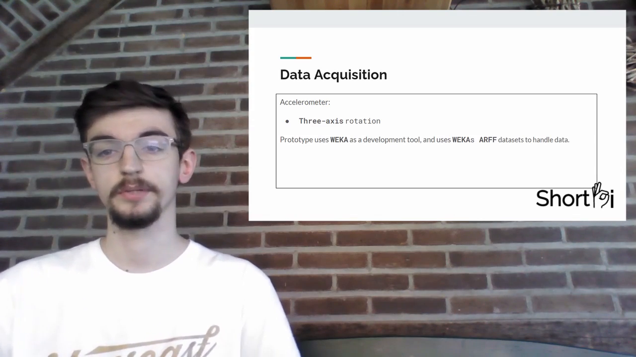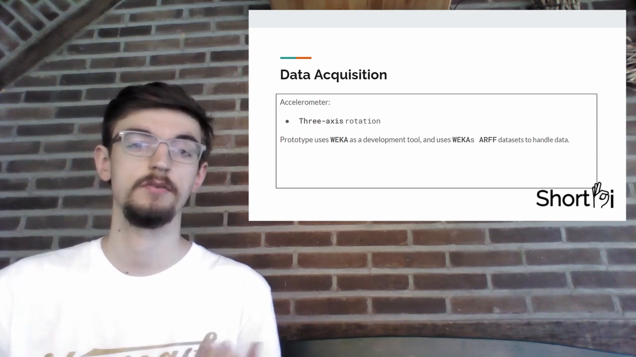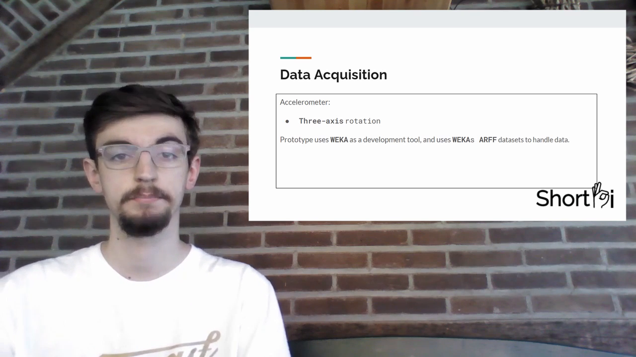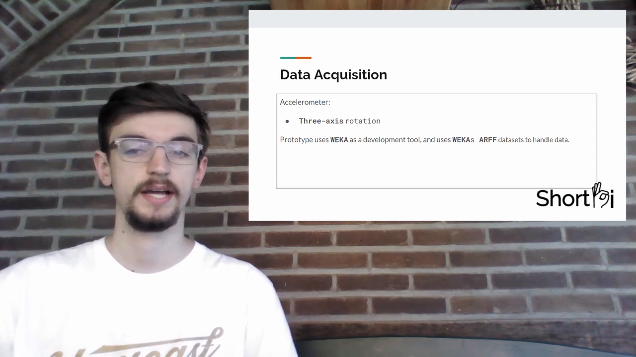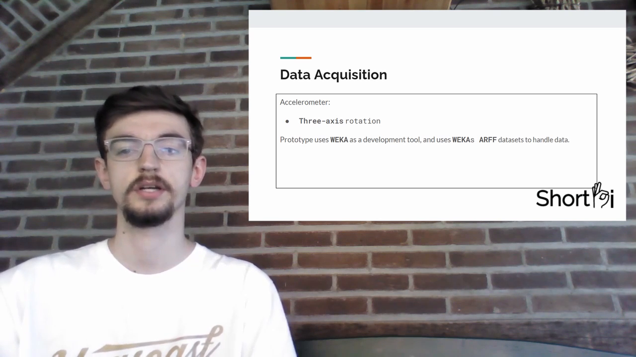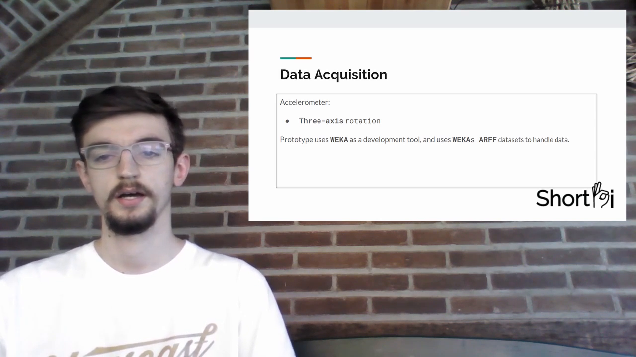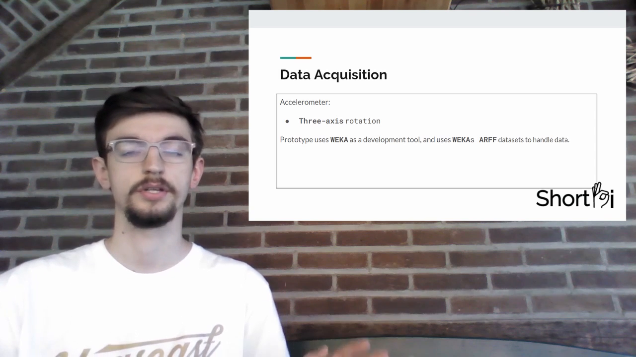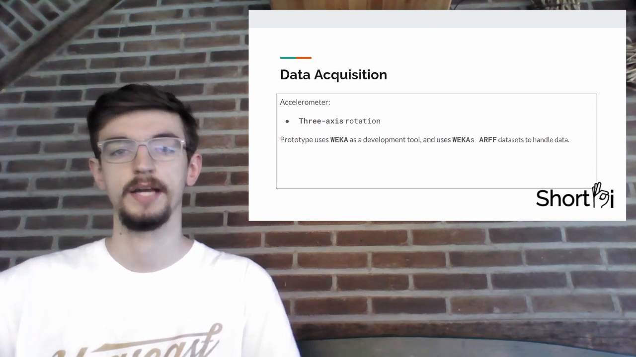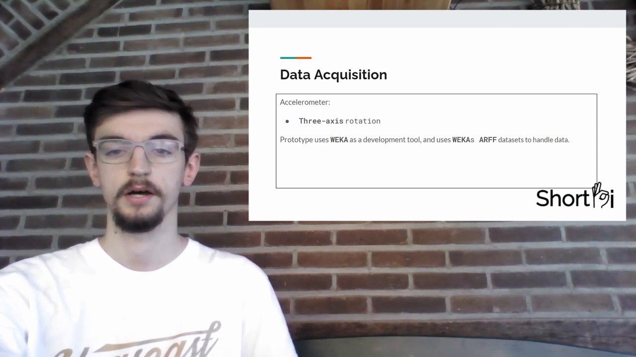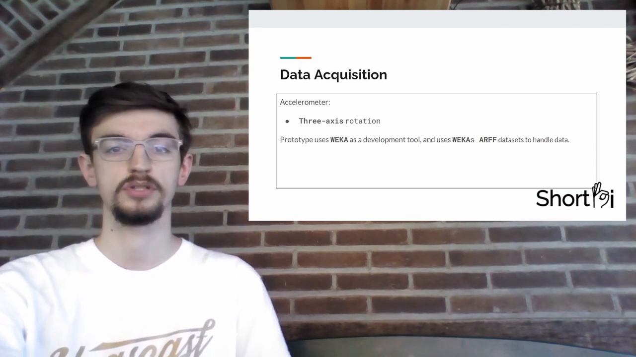The sensor data we use comes from an accelerometer. The input features, the X, Y, and Z rotation of the 6-axis accelerometer, are collected using Arduino and Processing. We process the data using Weka and turn it into an ARFF dataset, which we then use for creating the first prototype of the model.